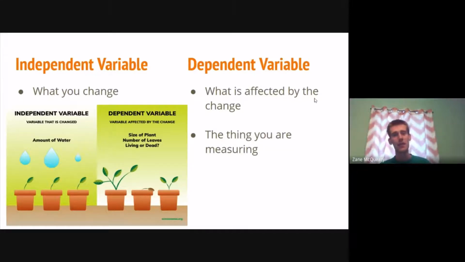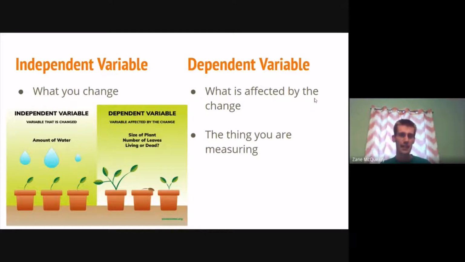An independent variable is what you're actually changing. For example, in the example below, the amount of water is what we're actually changing. In fact, we're changing these and we control these. These are things we're changing on purpose.